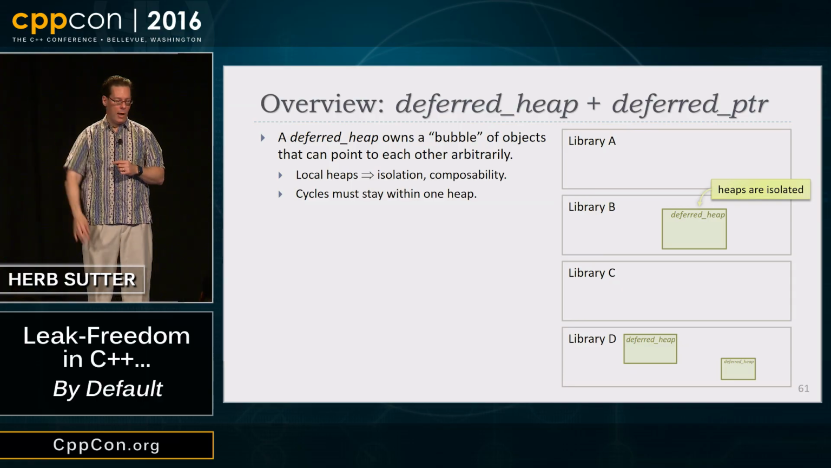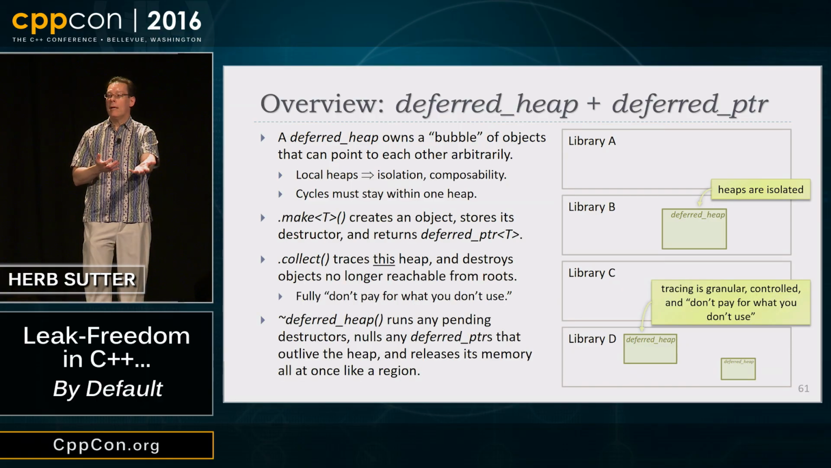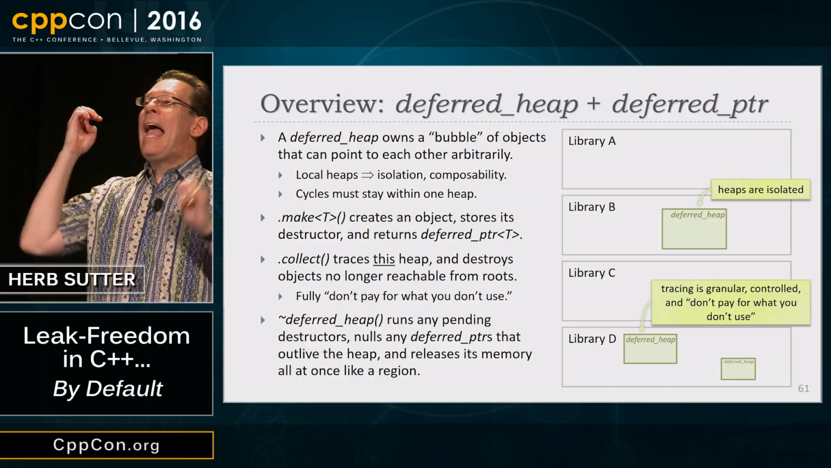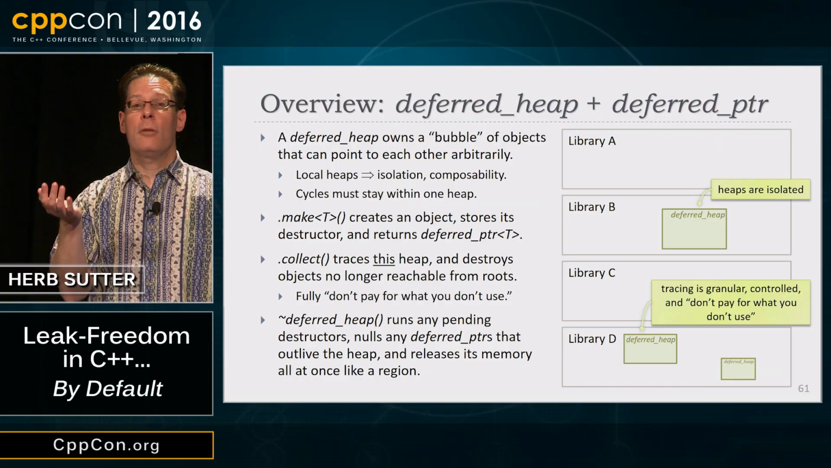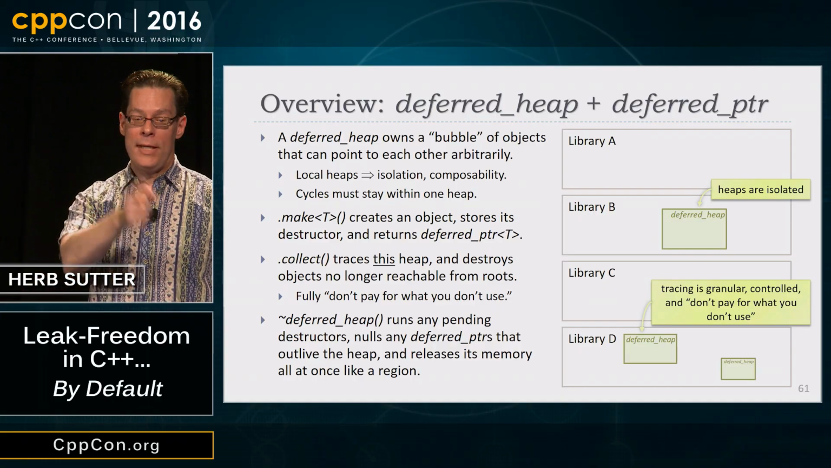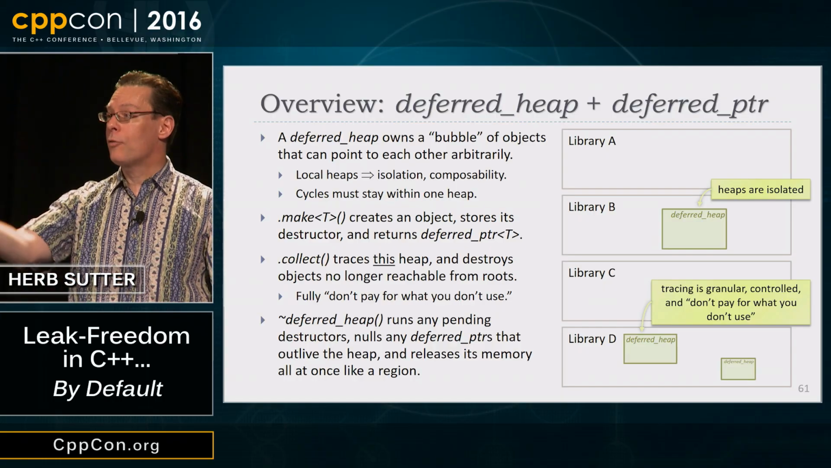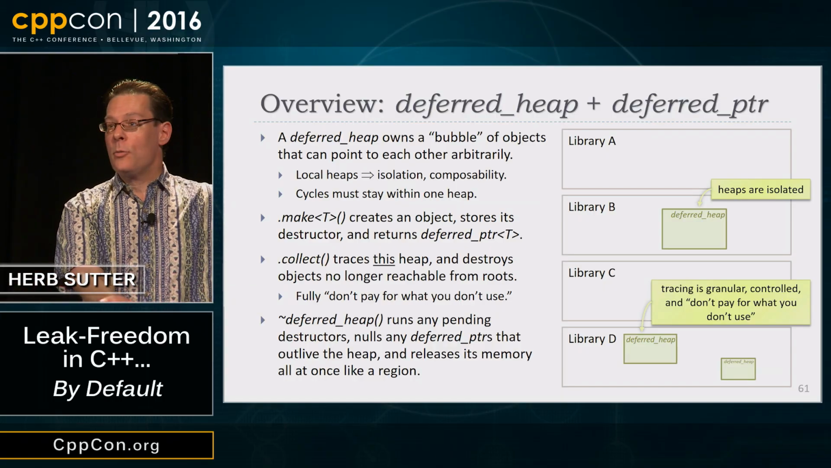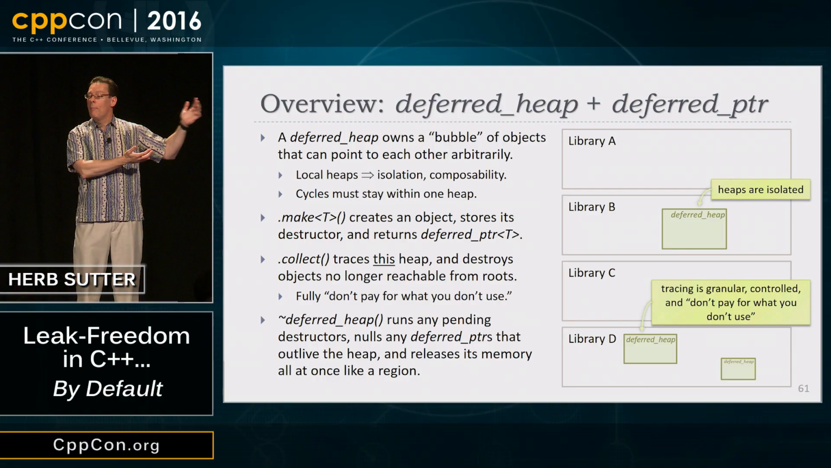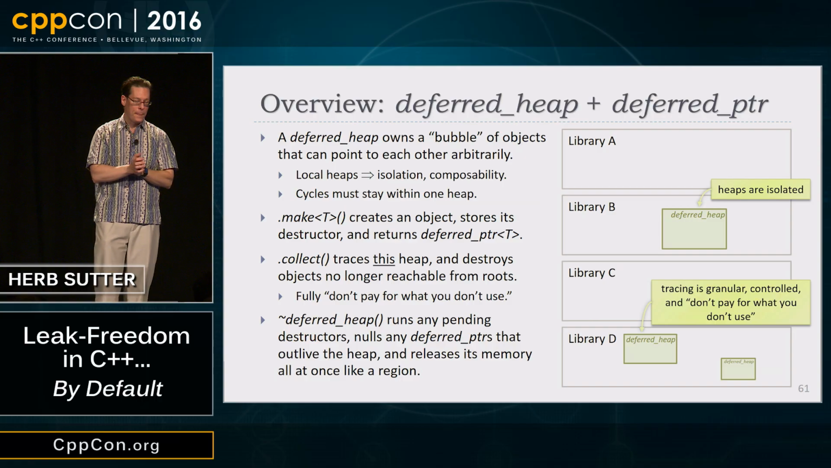The way you allocate an object is you call make. Make of widget gives you back a widget, it returns a deferred pointer, and before it returns you the deferred pointer, it records the destructor. So the heap tracks the pending destructors. This is basically the same idea as we saw several slides ago about putting destructors on a list. But we're applying it a bit differently here.